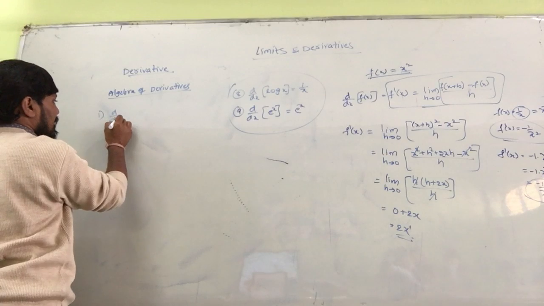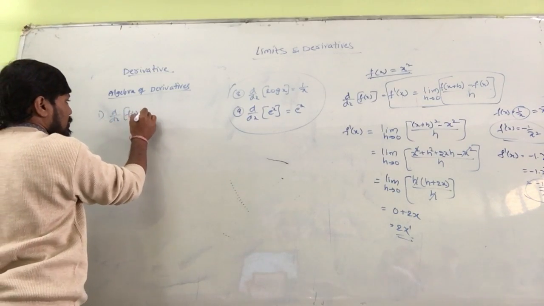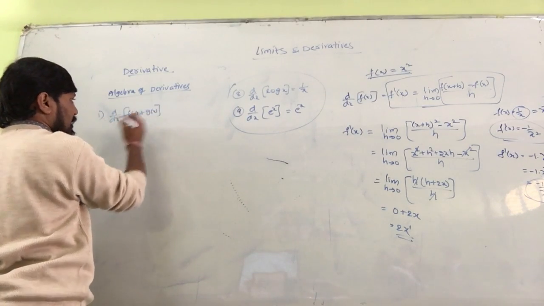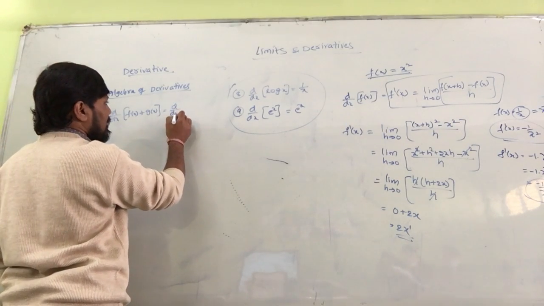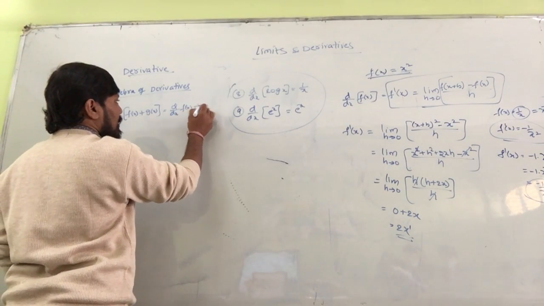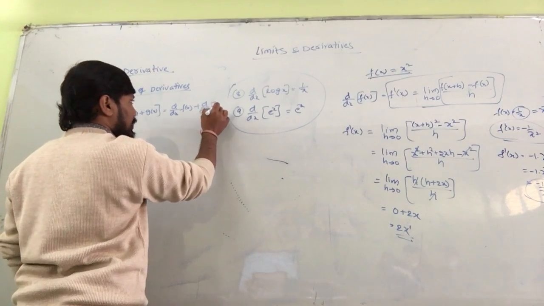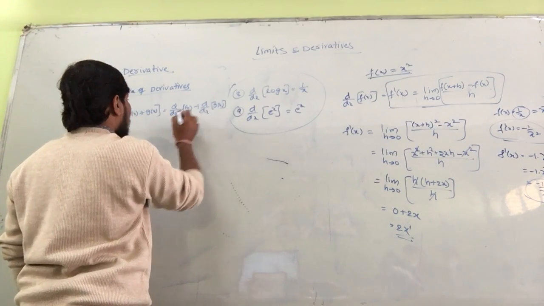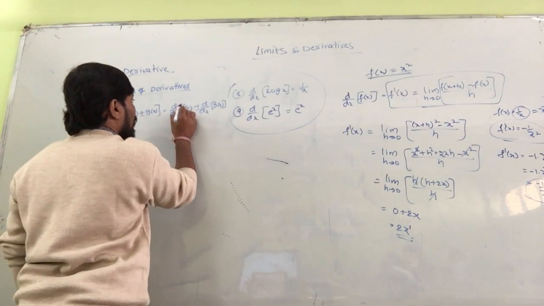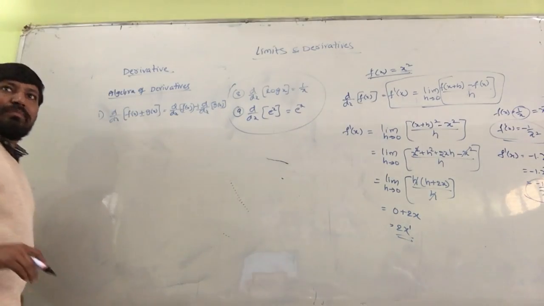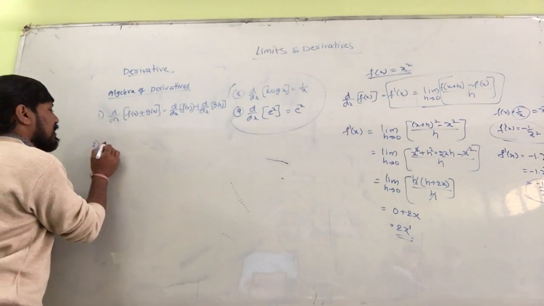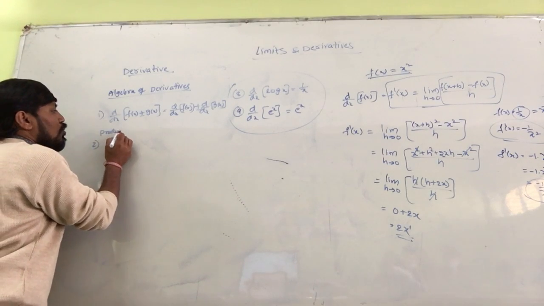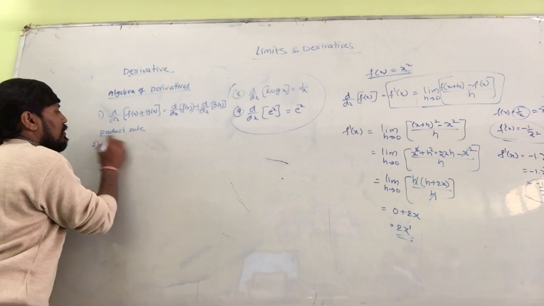d by dx of f of x plus g of x, the sum of the two functions. Individually you can take d by dx of f of x plus d by dx of g of x. Even if you have plus or minus, both are the same. Plus and minus are the same, but the product is completely different. This is called the product rule.